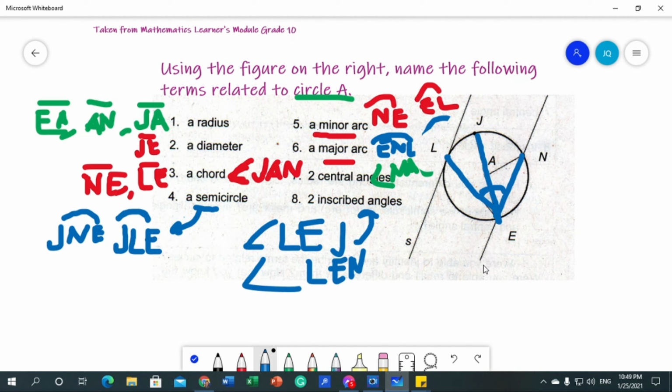That's it. We have already named and defined the related terms, so I hope you are familiar now, but if not, you can play this video again over and over until you become familiar. And don't forget to use the symbols. We use this as line segment, this one as an arc, and this one as an angle. We name radius, diameter, and chord using 2 letters. We name semicircle using 3 letters. We name minor arc using 2 letters, major arc 3 letters, central angles and inscribed angles 3 letters, or you can use 1 letter, just the vertex. But to be specific and more particular, use 3 letters, so it would be easier to trace.